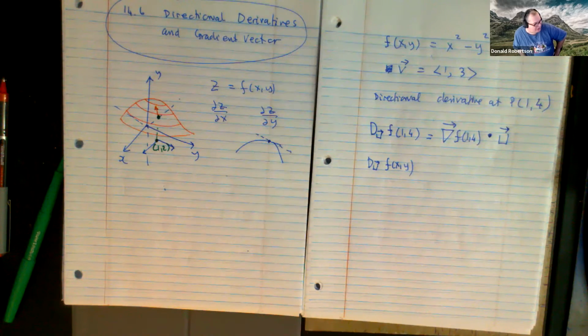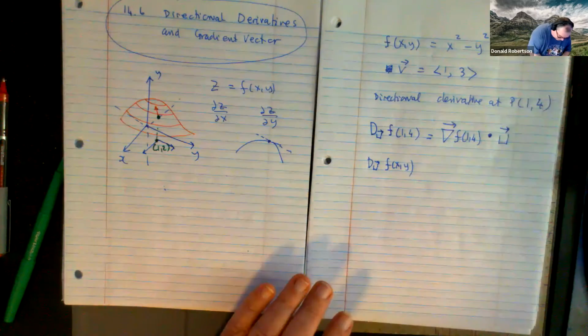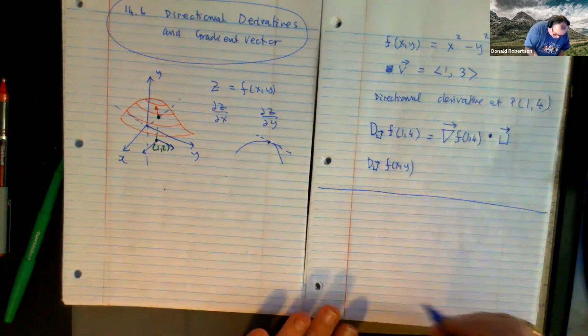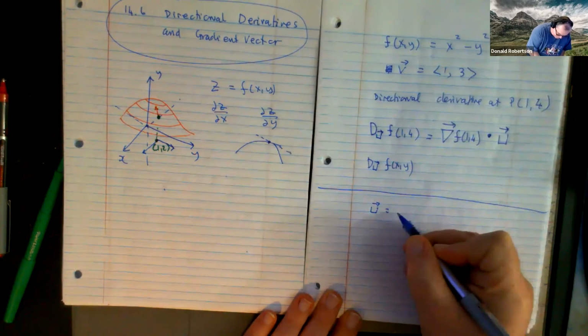Can you see why in Calc 3 we did dot products and unit vectors and all that good stuff? Can you see that we're actually now using it in another context? So now that I know everything I need to do, I'll have to do a bit of preparation here. Let's get the unit vector for this guy.